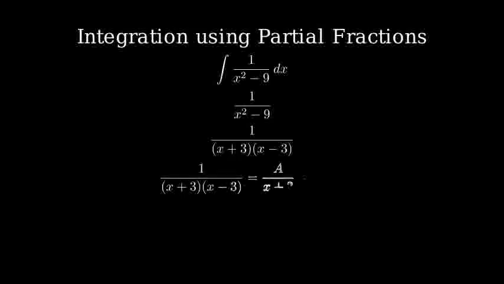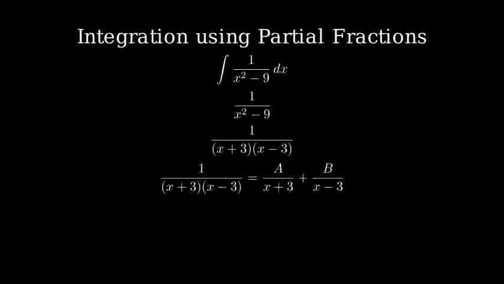We want to express 1 over x plus 3 times x minus 3 as the sum of two fractions, A over x plus 3 plus B over x minus 3. Our task is to find these values of A and B that satisfy this equation for all x.